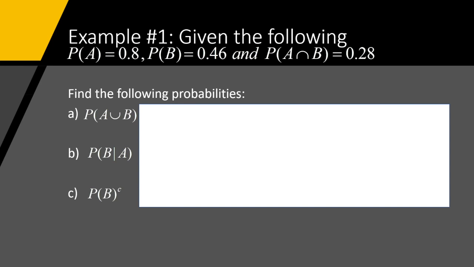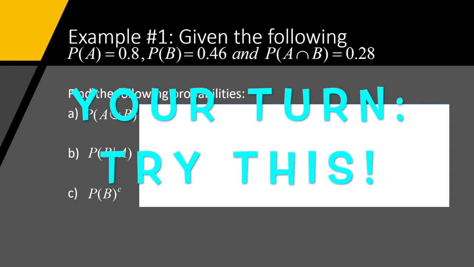So let's try these examples. So the first example, you want to use your formulas that we just went over. And given the following, the probability of event A happening is 0.8, event B is 0.46, and the probability of events A and B together are 0.28, find the following. So I'll give you a few minutes to think about these and use your formulas and see if you can plug in the numbers and get the correct probabilities.